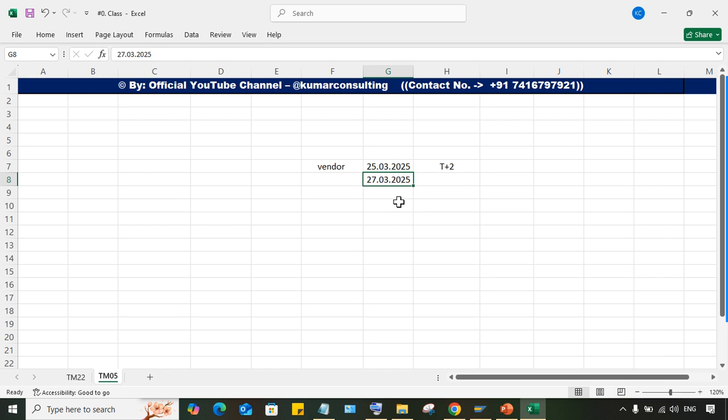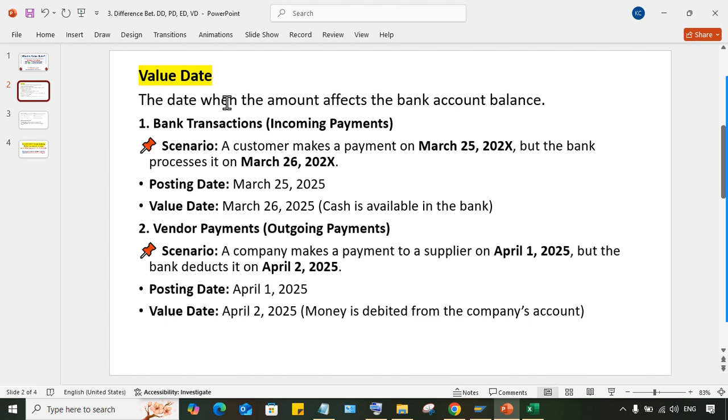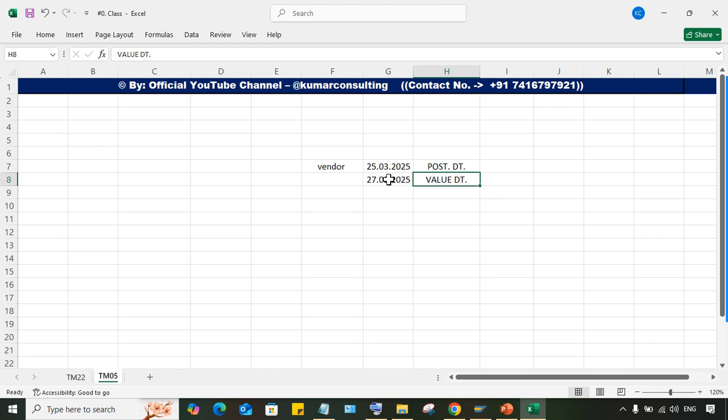So what is happening, guys? What about the actual fund deduction? On which date is the actual money deducted from our bank account? On the 27th, right? The 25th can of course be your posting date, but the 27th is going to be your value date. Now look at the definition of value date: the date when the amount affects the bank account balance. The amount affects the bank account balance on the 27th, not on the 25th, isn't it? So the value date is going to be the 27th.